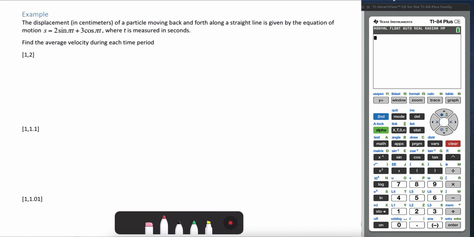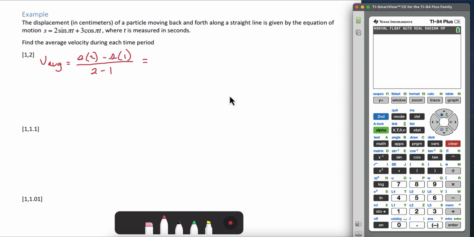In this example, we'll use the average velocity formula separately for each time interval, rather than using the h method that we used in the previous example. Just want to show you that there's more than one way to approach these problems. So the average velocity, again, the formula is the change in position over the change in time. So we have s evaluated at 2 minus s evaluated at 1 all over the change in time, 2 minus 1. This time we'll use the calculator.